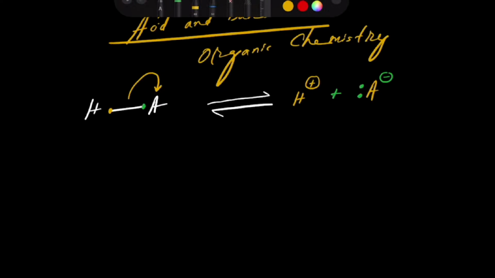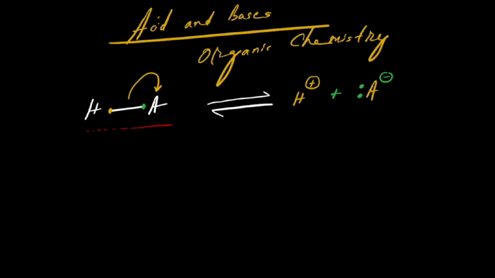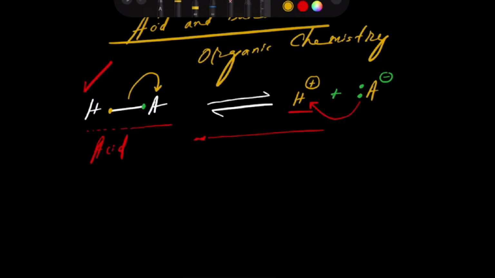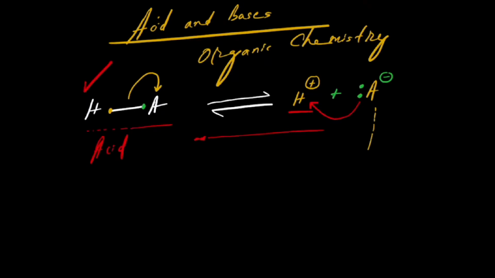Okay. Now this HA is acting like an acid. It is acting like an acid because it is a proton donor. Because any proton donor is called an acid, this is an acid for us. Now the reverse reaction is also possible. This lone pair can be donated to this proton, and that lone pair will become a bond pair, and the reaction is coming in this direction. Now here this A minus is acting like a proton acceptor.